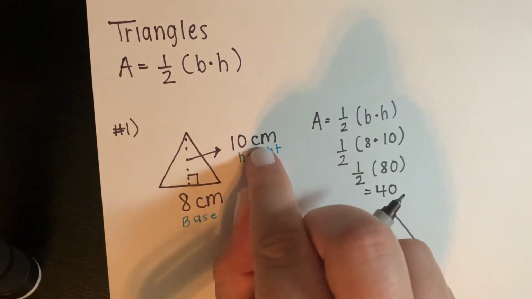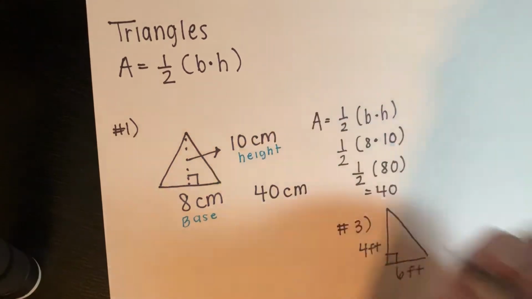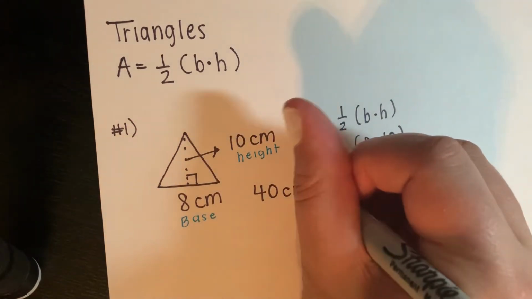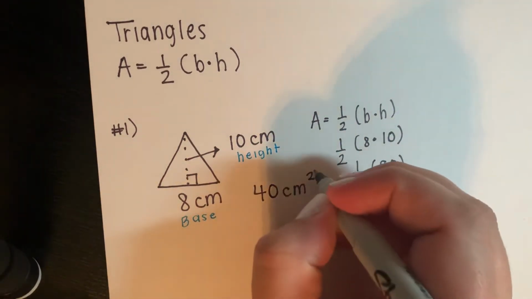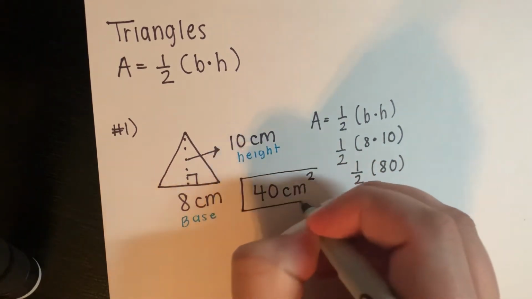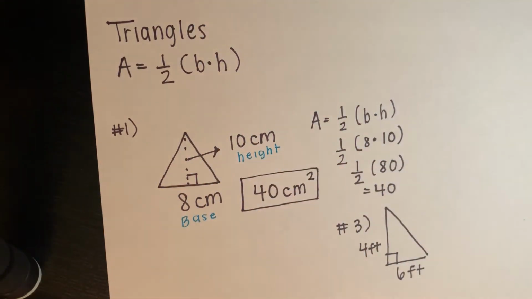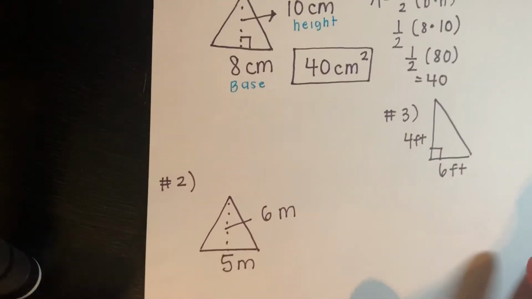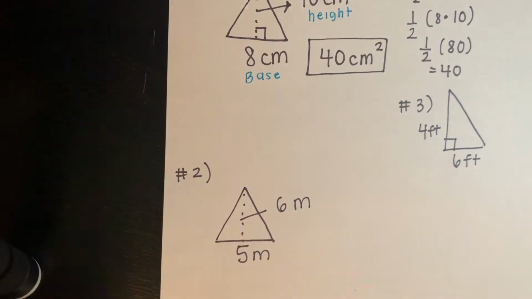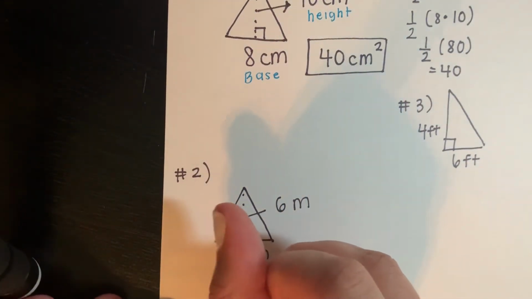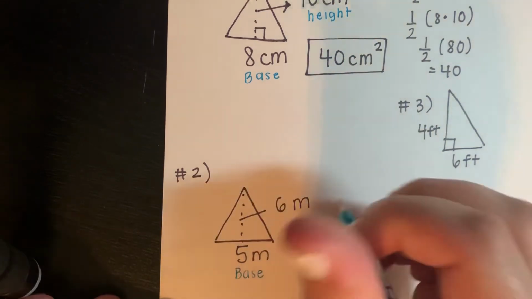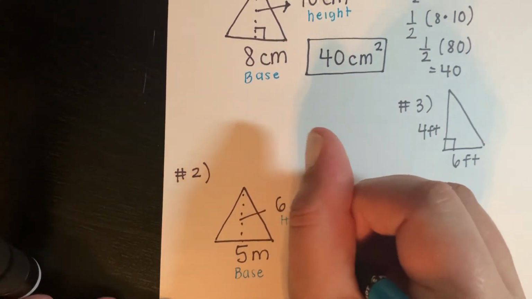We're working in centimeters, and area always has to be squared. So you would put a 2 at the top, similar to an exponent. Box in my answer, and you can move on to the next one. For number 2, again, 5 would be considered the base. 6 is considered the height.